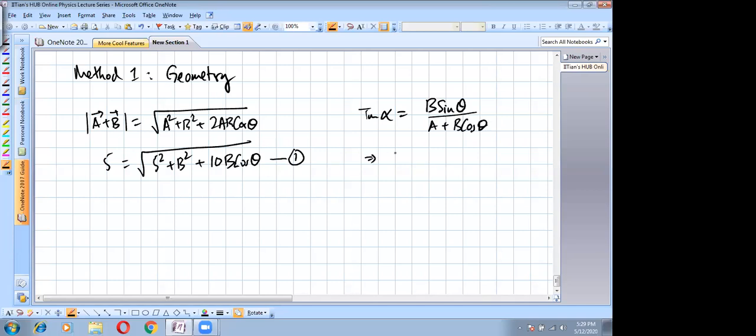So this becomes tan 120 degrees is B sin theta upon 5 plus B cos theta. So tan 120 is how much? Minus tan 60. So minus root 3 is equal to B sin theta upon 5 plus B cos theta. So this becomes my second equation.